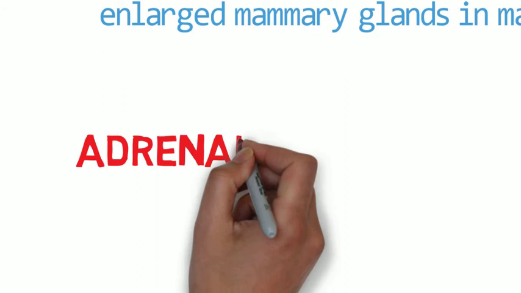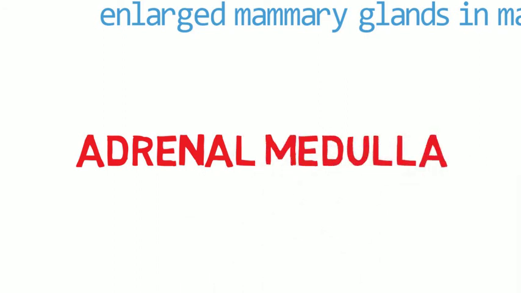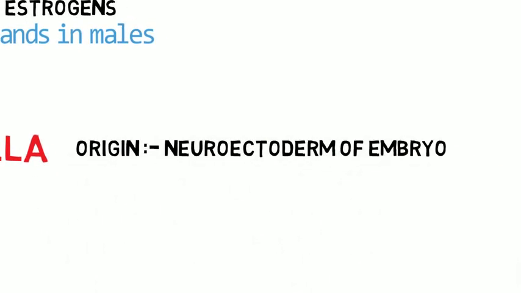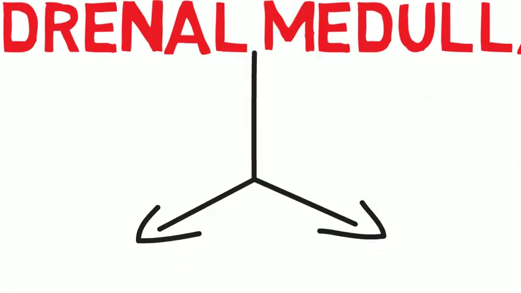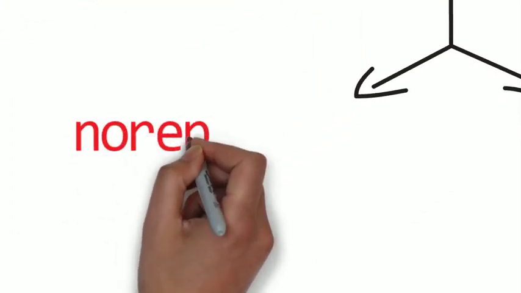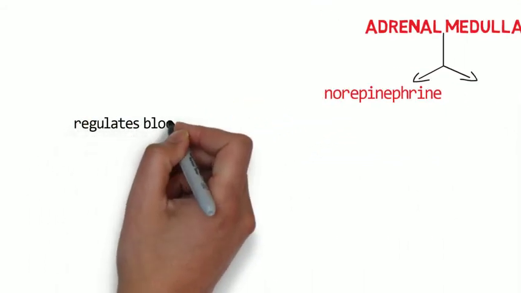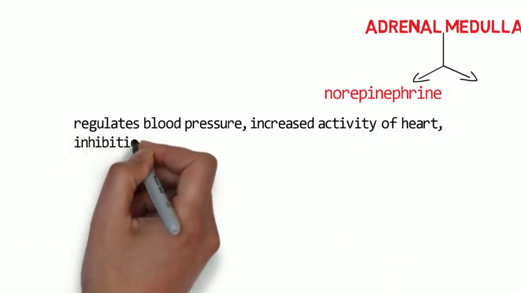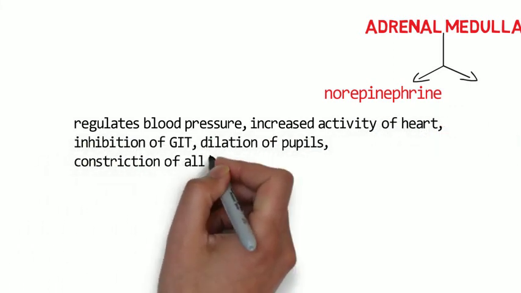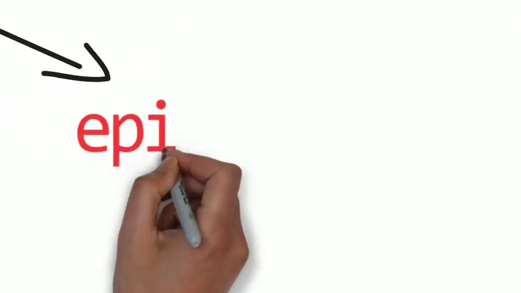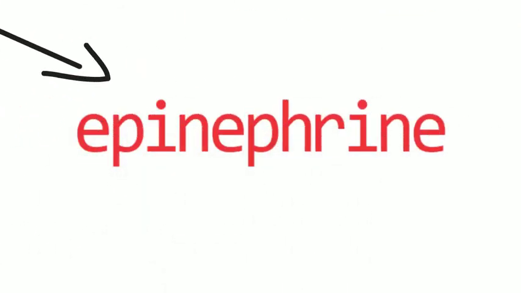Now let's discuss adrenal medulla, the inner part of the gland. Origin is from the neuroectoderm of the embryo. It secretes two hormones. The first is norepinephrine or noradrenaline. It regulates blood pressure, increases activity of the heart, inhibits the gastrointestinal tract, dilates pupils, and constricts all blood vessels. The second is epinephrine or adrenaline.